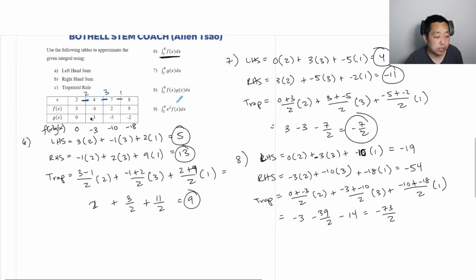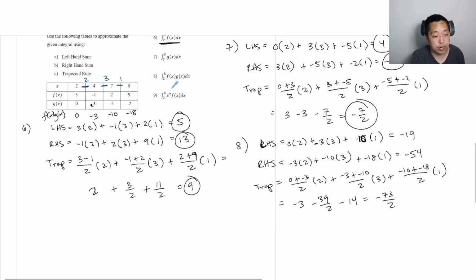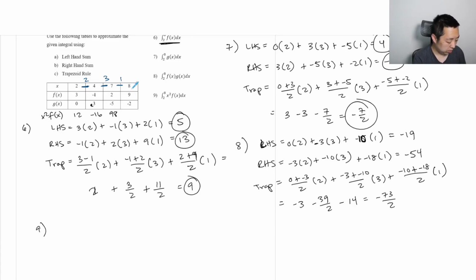And then, you know, it's kind of always the same thing, right? With the x squared f of x, like number 9. Again, from the table, I can construct what x squared times f of x is, right? You just say, well, 2 squared times 3. 4 times 3 is 12. 16 times negative 1. Negative 16. 49 times 2, 98, right? And then 64 times 9. Ooh, these are ugly numbers.